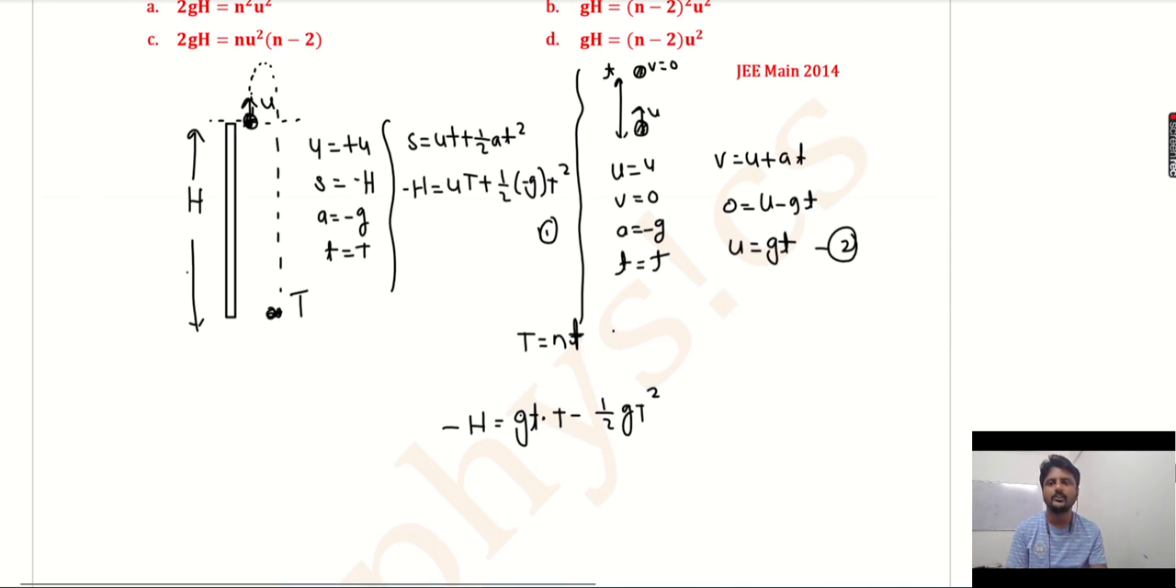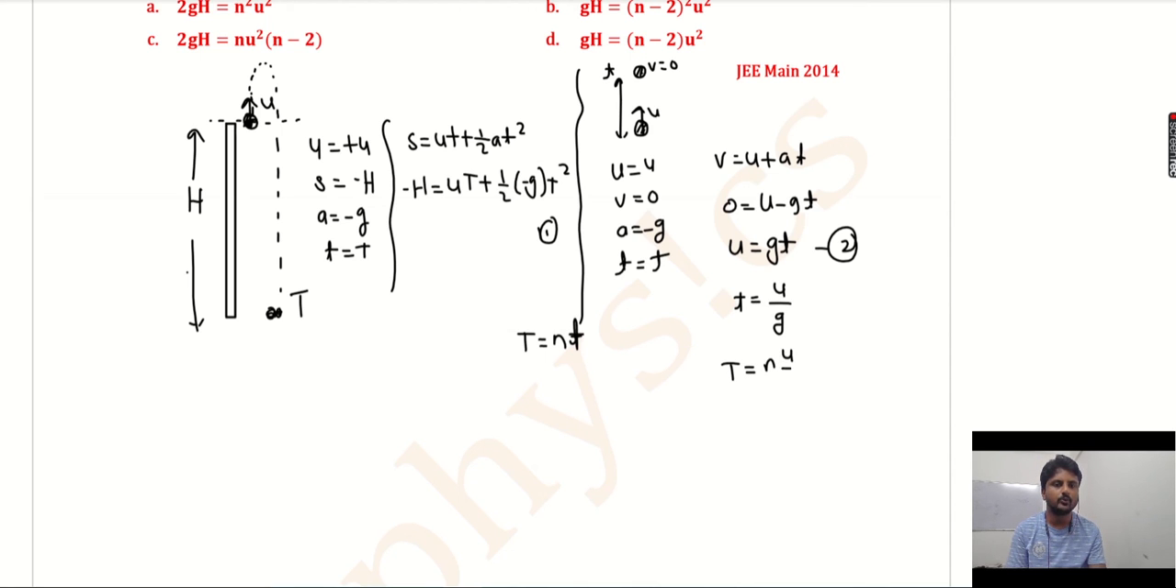Let's think. No need to put the data here because again it will increase. See, equation number 2 I can write as t is equal to u divided by g. So capital T will be equal to n into u divided by g. Now put this in equation number 1. So minus h is equal to u into capital T, that is n u divided by g, minus 1 by 2 g into n square u square divided by g square.